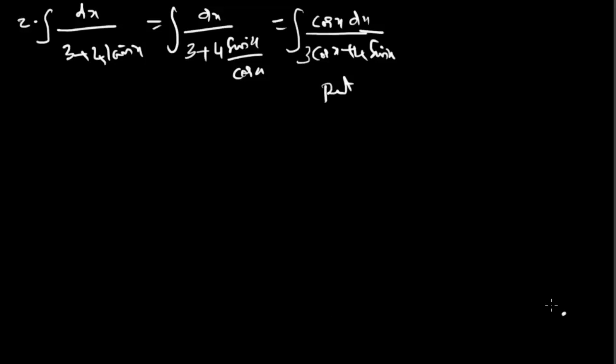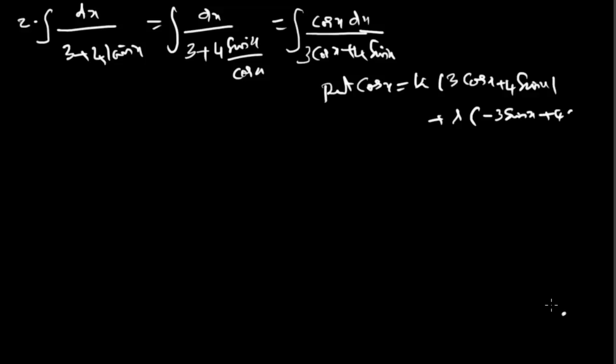Now integral dx by 3 plus 4 tan x. It can be written with tan x as sin x by cos x. Take the LCM, and that LCM will go to the numerator: cos x dx by 3 cos x plus 4 sin x. Now put cos x equal to k times the denominator, k into (3 cos x plus 4 sin x), plus L into the differentiation of denominator, (minus 3 sin x plus 4 cos x).